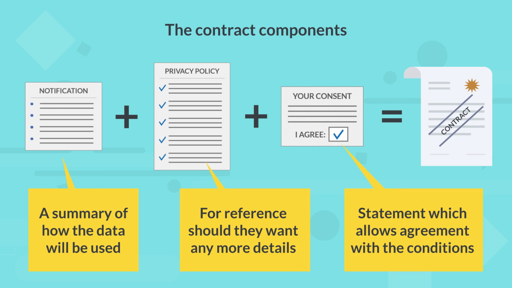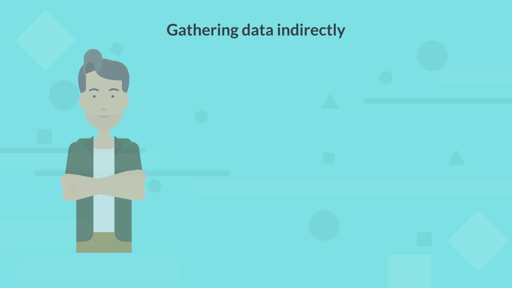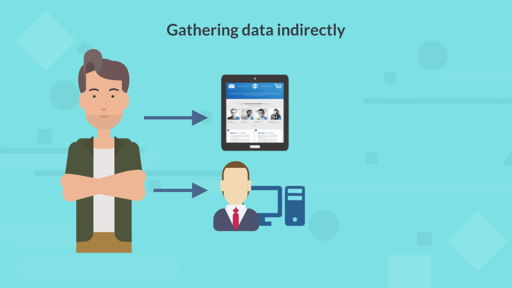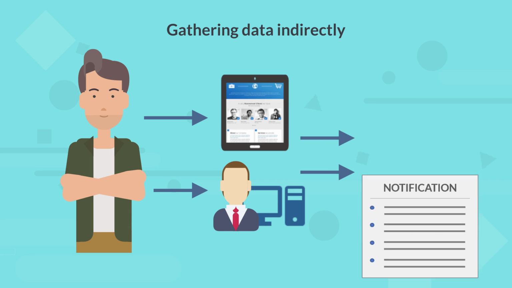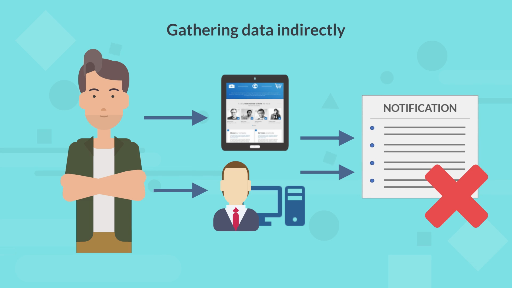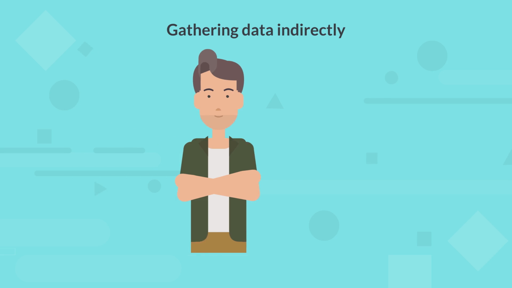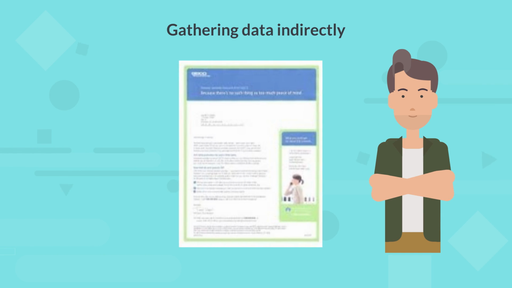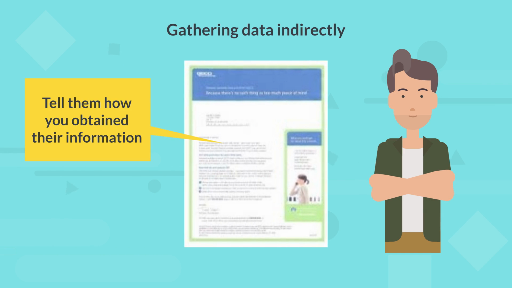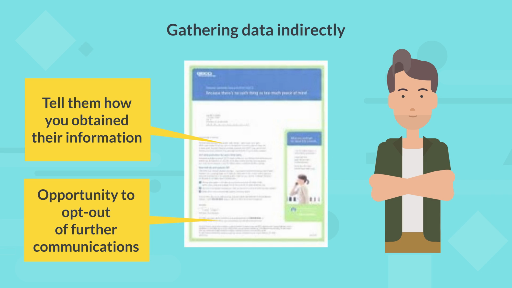Sometimes you may gather data about an individual indirectly, for example from a public source or a third party. However, because there's no interaction with the customer, there's no opportunity to present them with a notification statement at the point of collection. Therefore, you need to tell the individual clearly and prominently in your first communication how you obtained their information, with an opportunity to opt out of further communications.